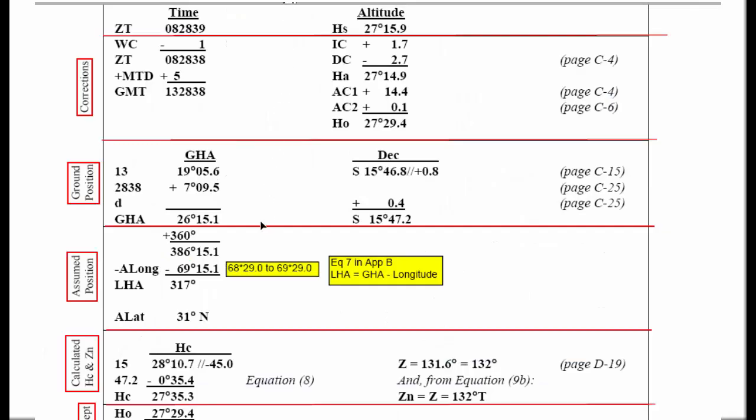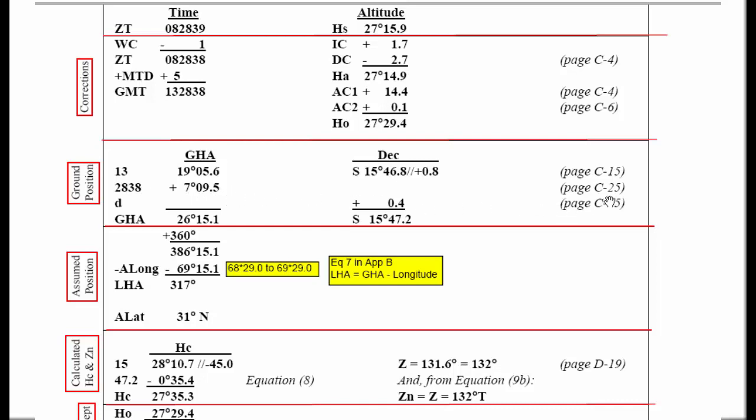And here we see that information entered. For 13 hours, we see 19 degrees 05.6 for GHA. And we see declination south 15 degrees 46.8. And a little d factor of plus 0.8. Now that's the whole hour. But the GMT was 13 hours, 28 minutes, 38 seconds. So we now have to look up the 28 minute, 38 seconds portion of this.